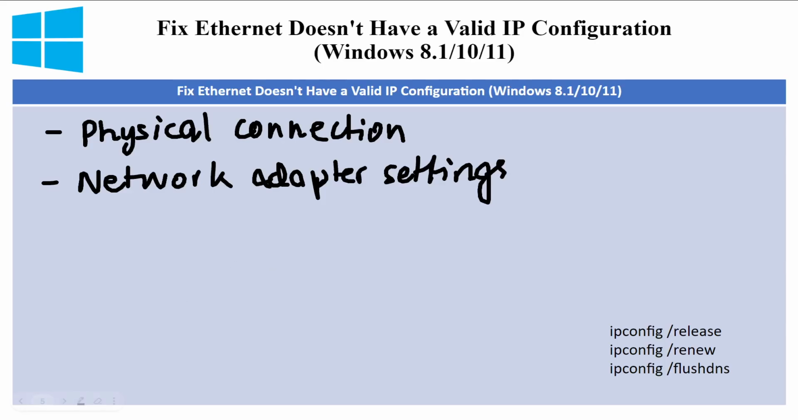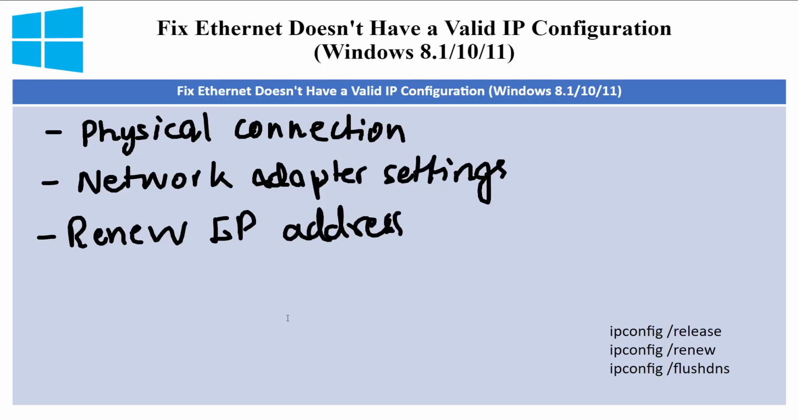The next one is to renew IP address. Alright, so for this you'll have to open the command prompt as an administrator. Then you'll have to go ahead and type this following command on the first line, this one, and then click on enter. Then you're gonna write this command and click on enter. Alright, so that is it for the renew IP address.